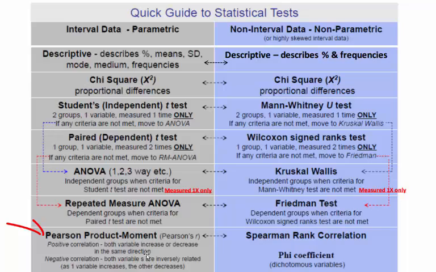Pearson product moment, or Pearson's R as it's sometimes called, for parametric statistics or for interval level data. Spearman rank correlation for non-interval data. The phi coefficient is a special case, and it is used for correlating two dichotomous variables. By dichotomous, I mean an either or. You have a yes-no on one variable and a yes-no on the other. Those are dichotomous, only two possibilities.